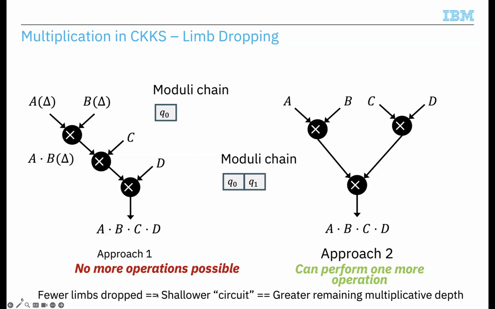So the fewer the limbs dropped, the shallower the circuit. By the way, these data flow graphs are called FHE circuits in the literature. A shallower circuit, with greater multiplicative depth remaining, means you can do more multiplications before you run out of limbs. And what happens if you run out of limbs? I'll come to it later.